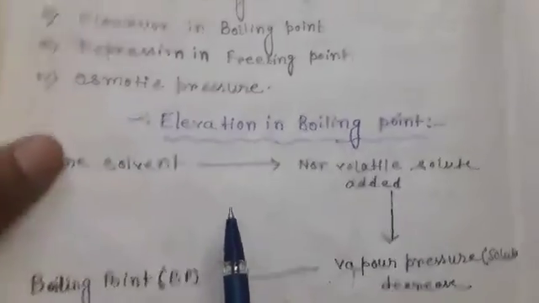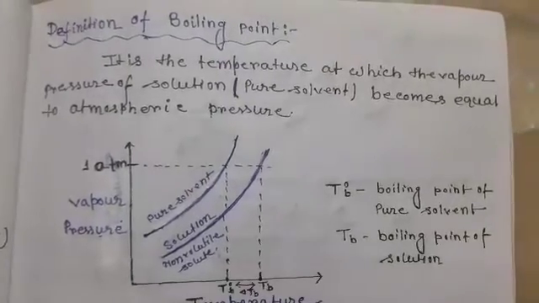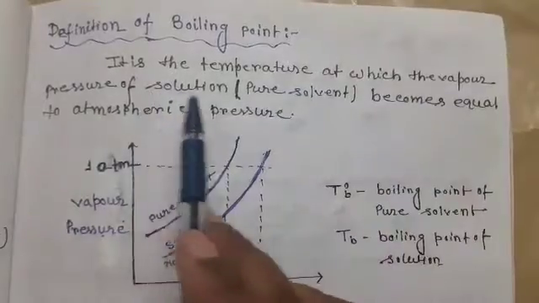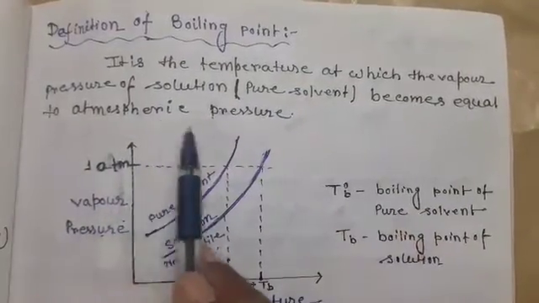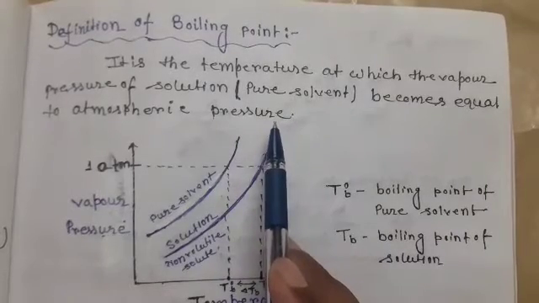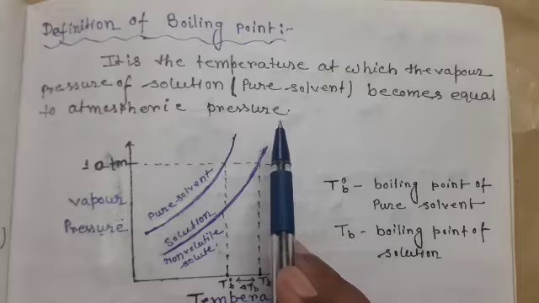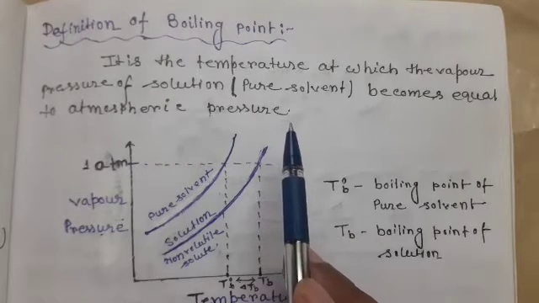What is the boiling point? The definition of boiling point: it is the temperature at which the vapor pressure of the solution or pure solvent becomes equal to the atmospheric pressure. That means boiling point is a fixed temperature. At that temperature, atmospheric pressure and solution vapor pressure become equal.